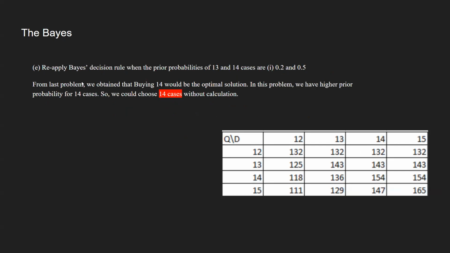And we reapply Bayes' decision rule when the prior probabilities of 13 and 14 are 0.2 and 0.5. From the last problem, we obtained that buying 14 would be the optimal solution. In this problem, we have a higher prior probability for 14 cases, so we could choose 14 cases without calculation.